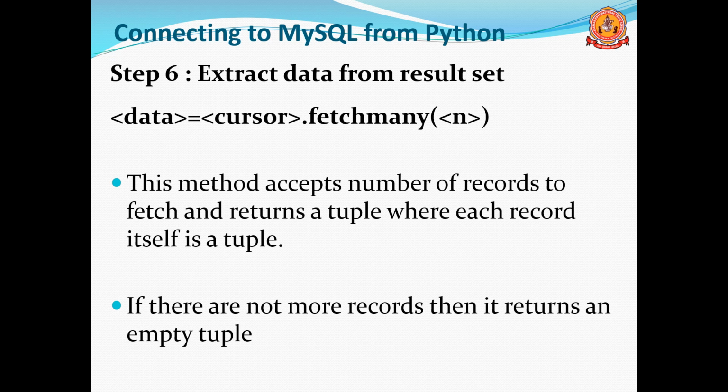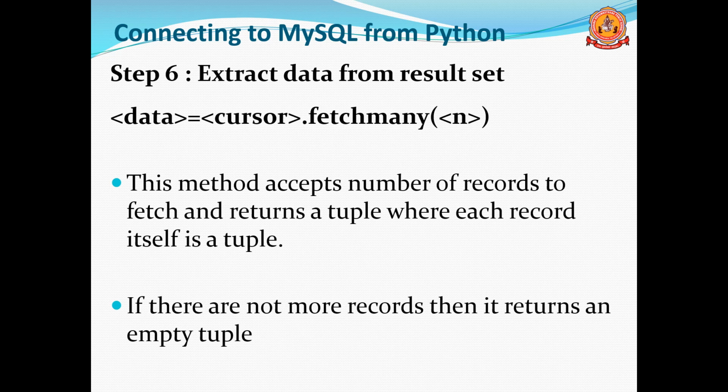The next one is extract records with fetchmany, if you want to fetch n number of records. For example, if you want to fetch 3, 4, or 5 records, you can fetch all, fetch one, or fetchmany, which is one more type of function. Data equals cursor.fetchmany. In the brackets we have to provide n. N is the number of rows, that is, the number of records you have to fetch.